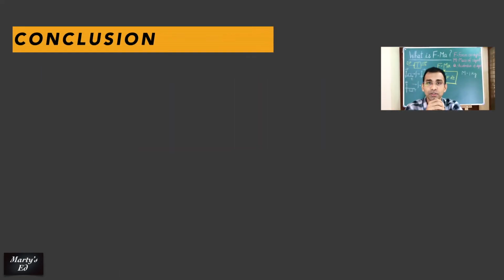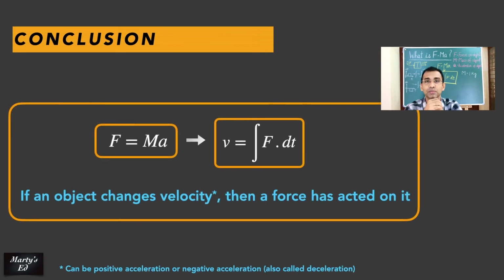So we'll come to a conclusion. What does this F is equal to ma tell you? So if there is an object, and if that object changes its velocity, then a force has acted on it. So let's take an object. If that object changes its velocity, say if it is positive, which means it is accelerating, then a force has acted on it. Or if you take the object as decelerating, which means dv by dt is negative, then also a force has acted on it. So this is the conclusion. If there is a change in velocity of any object, it means a force has already acted on it.